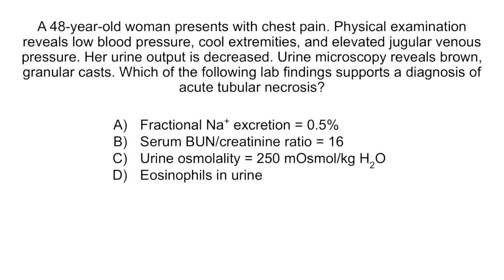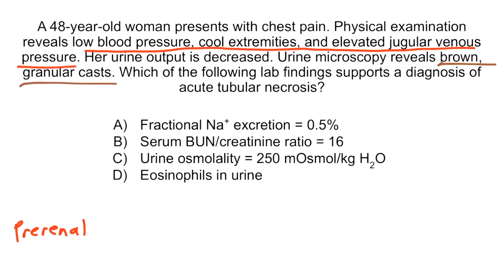Now, based on the chest pain, low blood pressure, the cool extremities, and the elevated jugular venous pressure, it appears that the patient has prerenal azotemia as a result of congestive heart failure. But we're also told that urine microscopy reveals brown granular casts, which is a finding of acute tubular necrosis. And that's a cause of intrinsic azotemia. So this is similar to the question before, where there's a prerenal condition that goes on long enough that it leads to ischemic injury and acute tubular necrosis. So we're not expecting this to be prerenal.